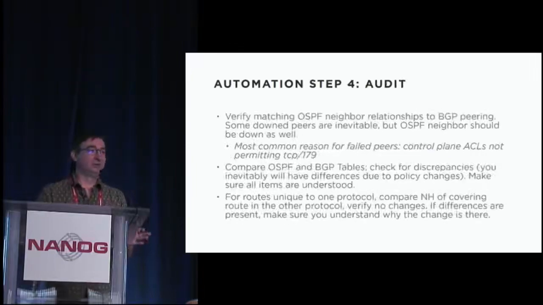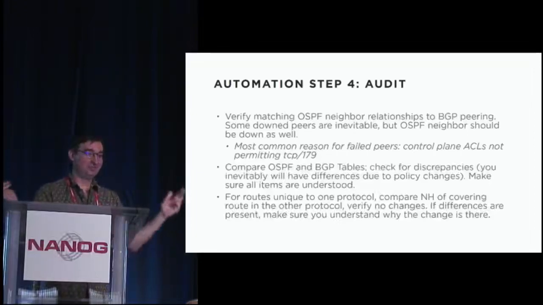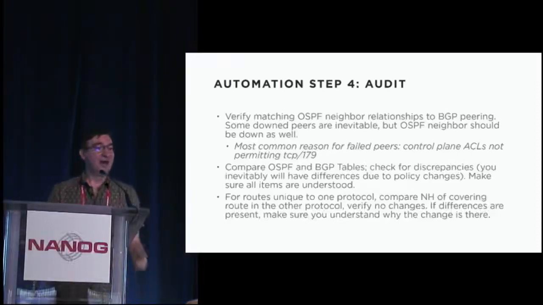And then afterwards, you're going to ideally have parallel OSPF and BGP tables. They will never be completely parallel, so you have to find the differences and make sure you understand them. Make sure that every place that you had an OSPF neighbor, you now have a BGP peer. Biggest problem we ran into, blocking TCP port 179 on loopback ACLs.